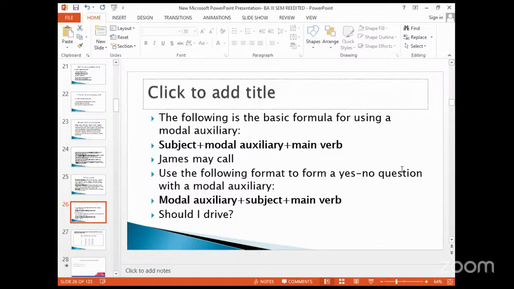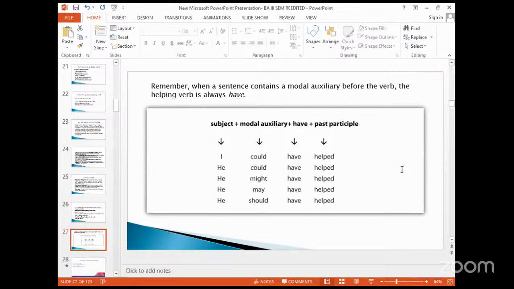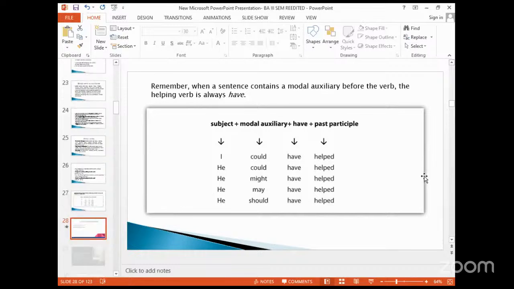Okay? Use the following format to form a yes-no question with a modal auxiliary: modal auxiliary plus subject plus main verb. That is, should I drive? So, for a yes or no question, mostly the modal verb comes in the beginning of the sentence, right? Now remember, when a sentence contains a modal auxiliary before the verb, the helping verb is always have.